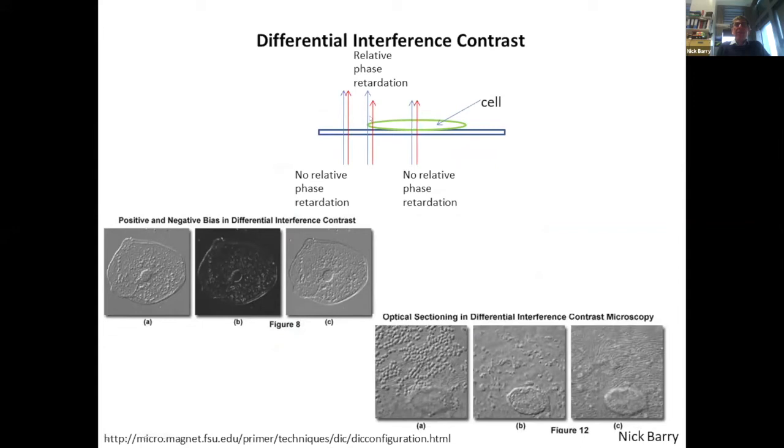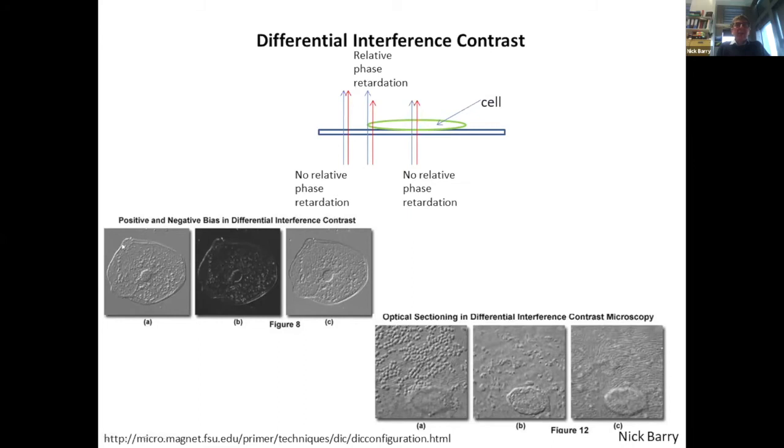But if they happen to go through an object, through the edge, so one beam is going through the edge of the cell and one beam is going through the water, there is a relative phase retardation. So when those two beams recombine, they can recombine destructively or constructively, and you get effectively increased contrast at the edges of objects. So here is some idea of what goes on in a DIC microscope.